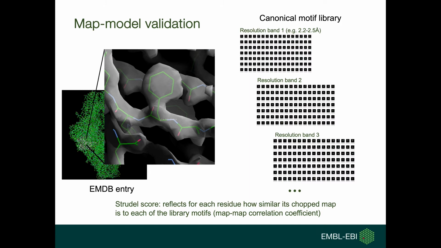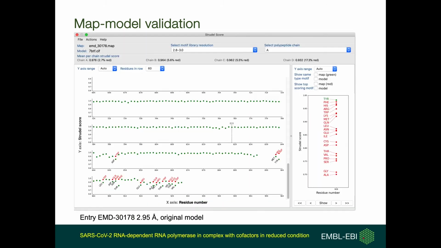For that, we propose a score. We call it the Strudel score, and it is calculated in the following way. For a target residue, we isolate the map around the atomic model and calculate map correlation coefficients with each motif in the library, which reflects how similar the isolated map is to each of the motifs. Now this generates a large amount of numbers, which is quite difficult to interpret.